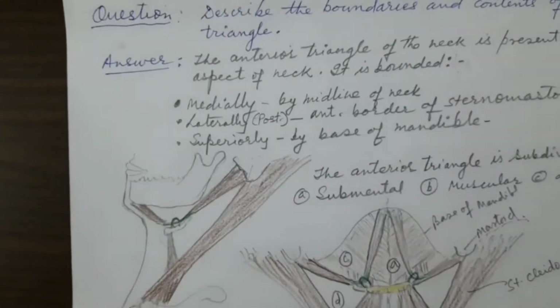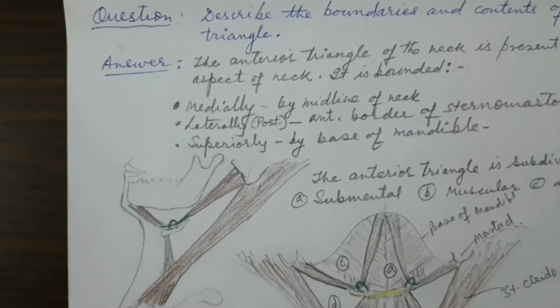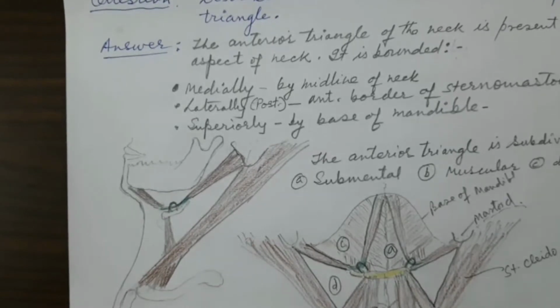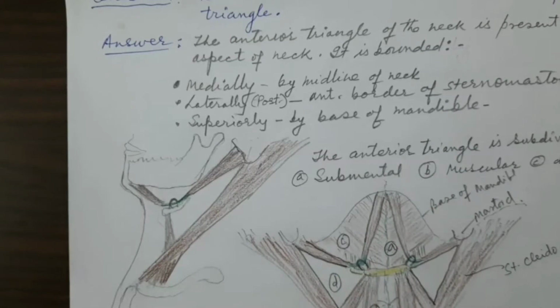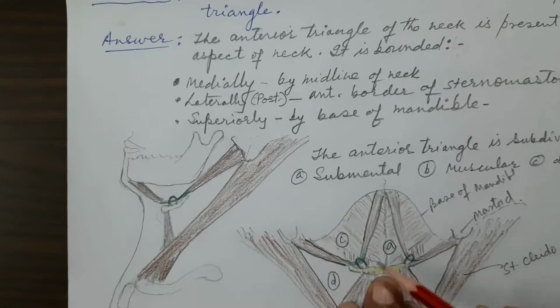Okay. So thus this whole thing is the anterior triangle of this side, and this is the anterior triangle of the other side. Okay. Now this anterior triangle is subdivided into various sub-triangles. Okay. So the anterior triangle is a large triangle on either side of the neck, and this is divided here.